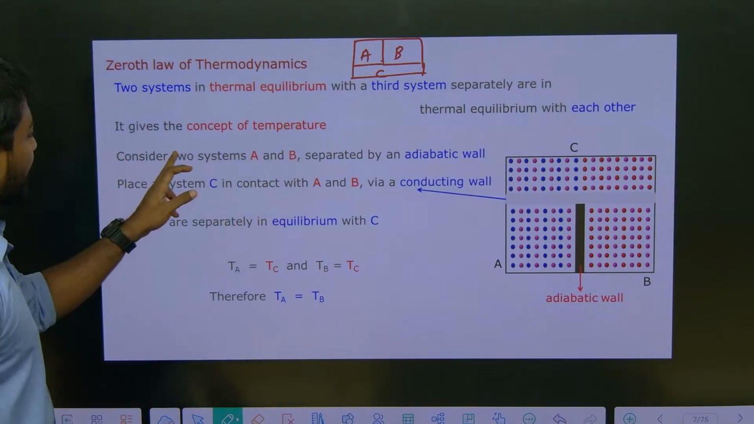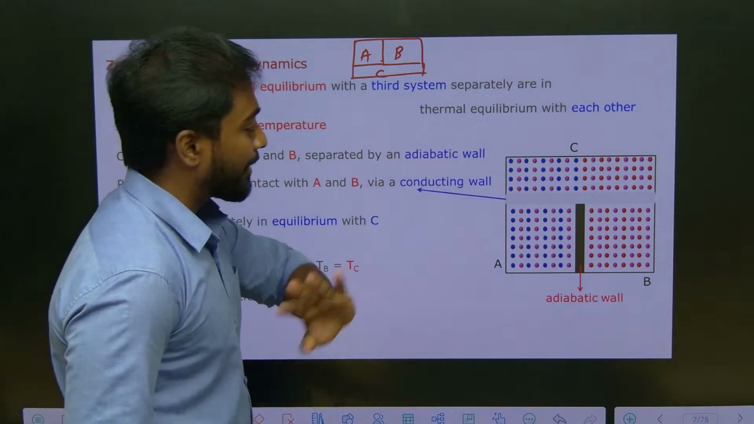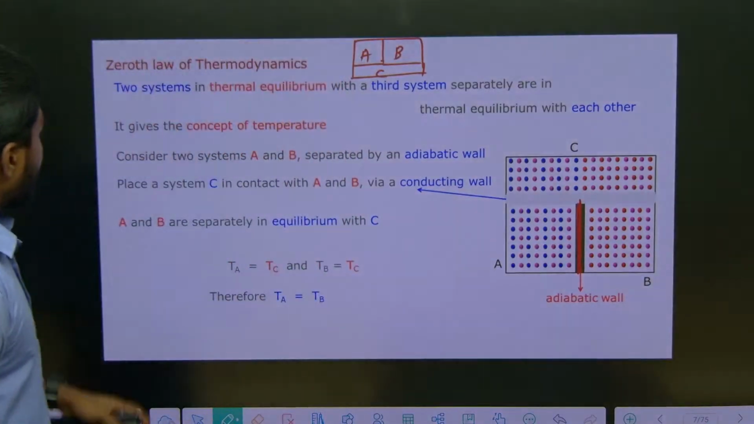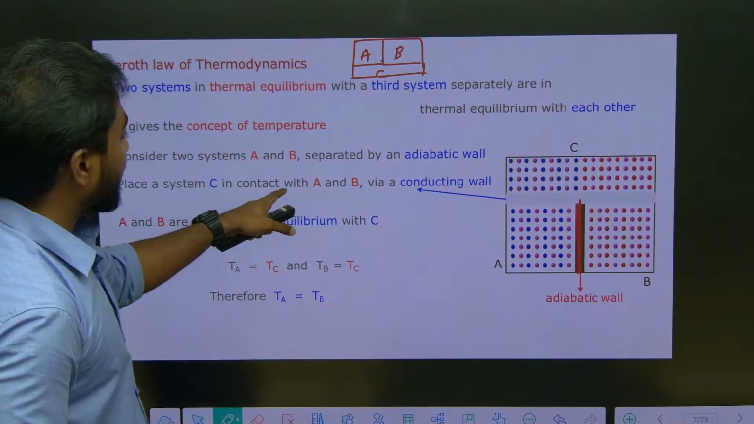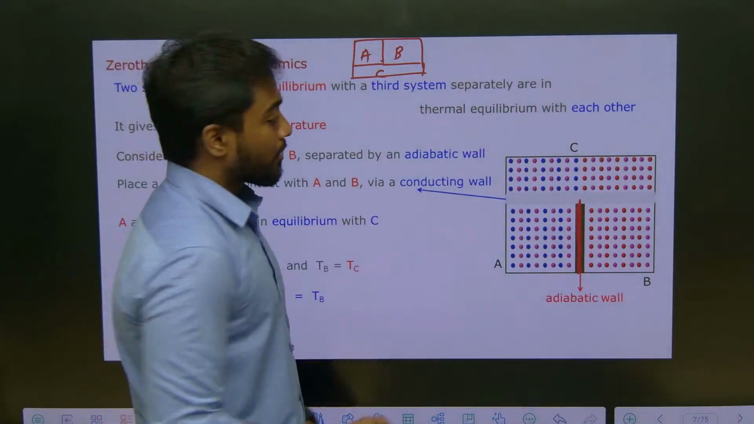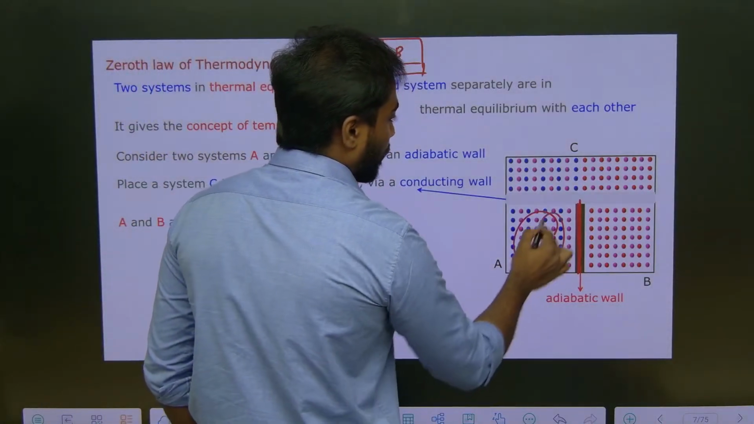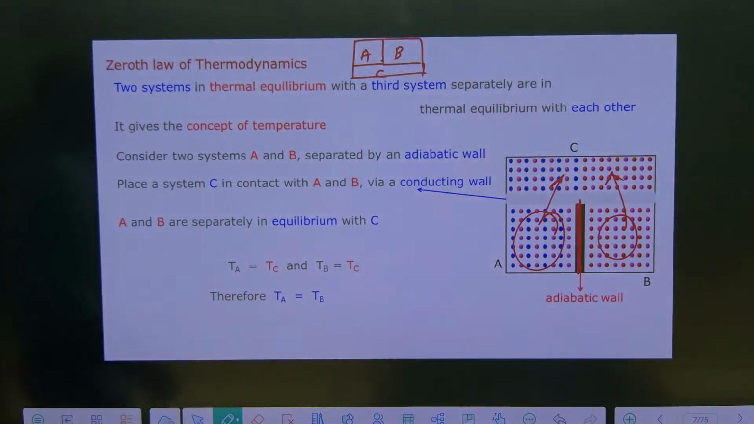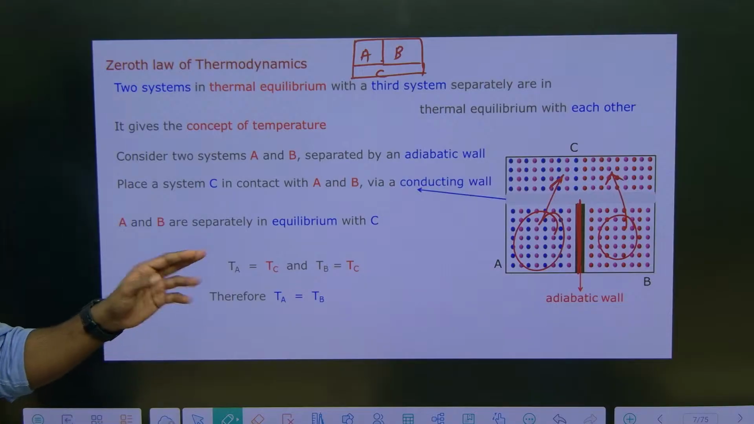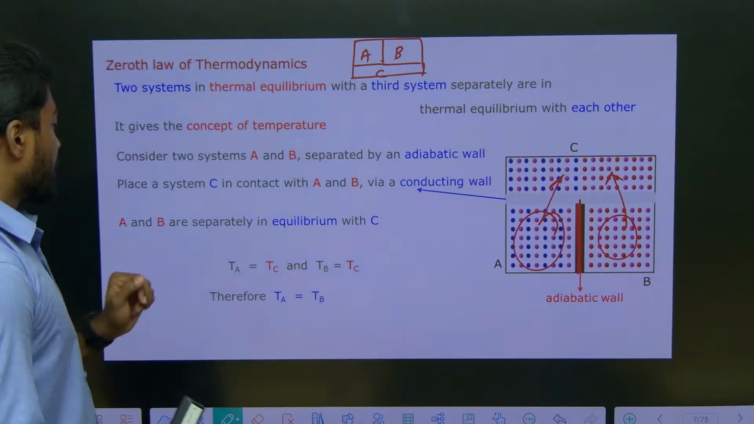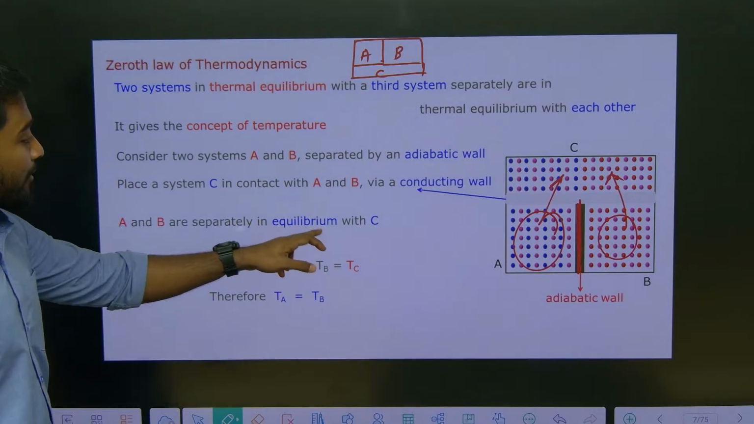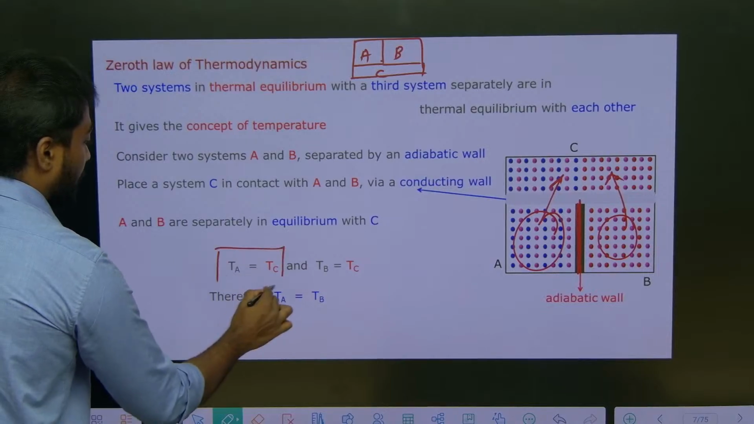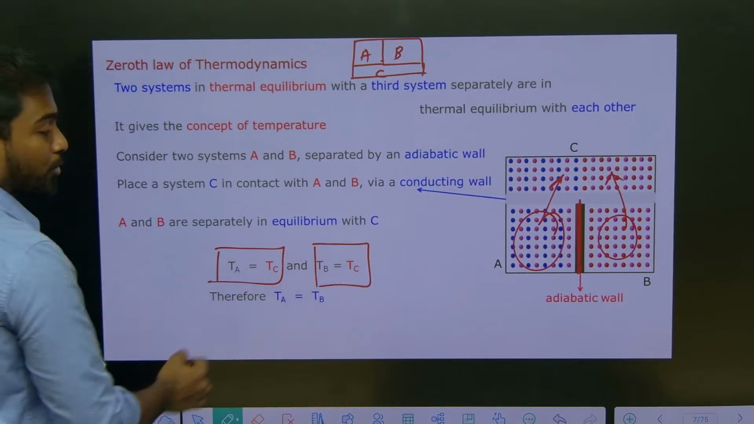For example, consider two systems A and B separated by an adiabatic wall. Place a system C in contact with A and B via a conducting wall. Like A is connected with C, B is also connected with C. So A and B are separately in equilibrium with C, so the temperature of A will be equal to the temperature of C, and the temperature of B is equal to the temperature of C.